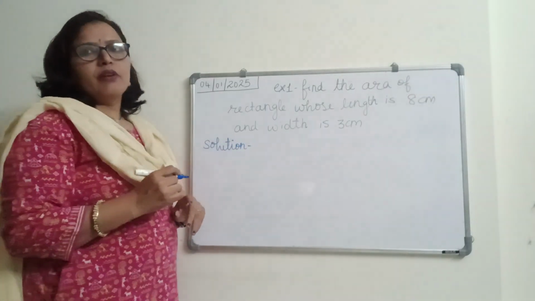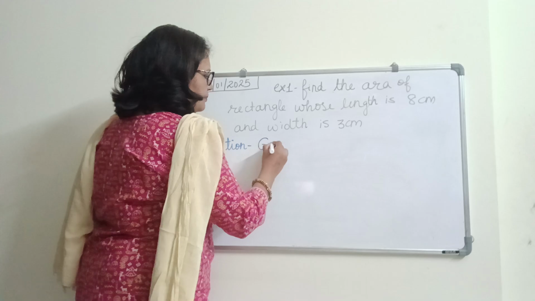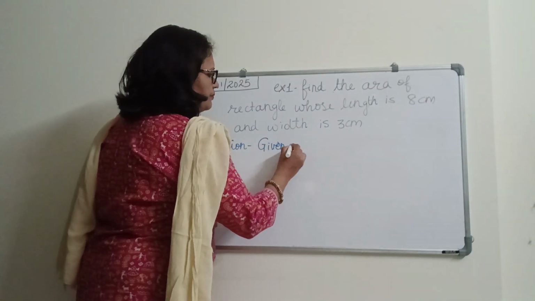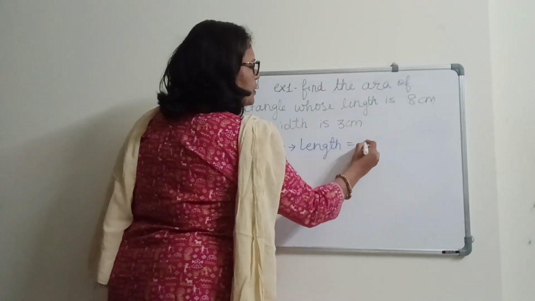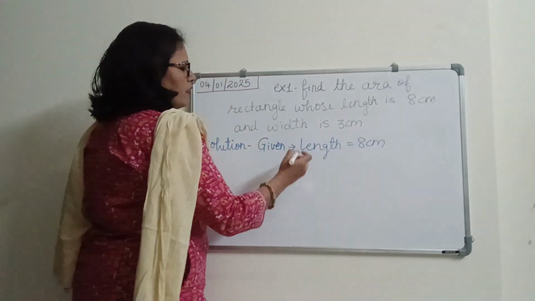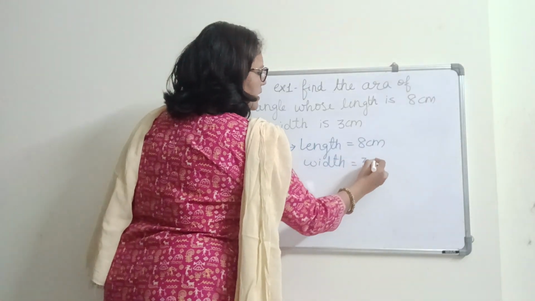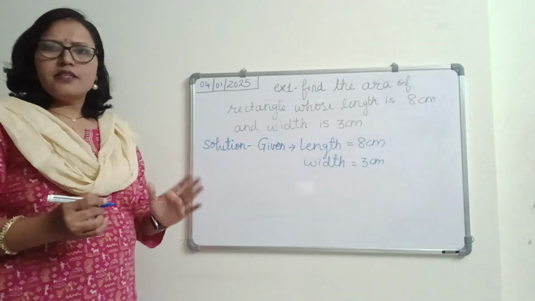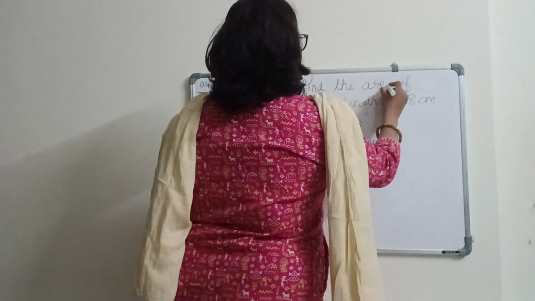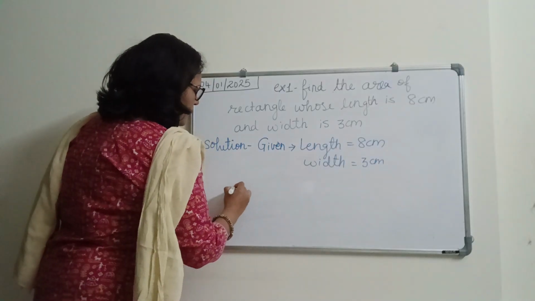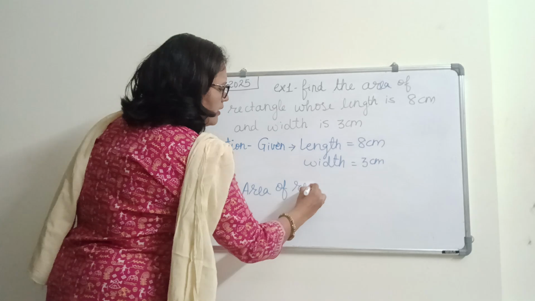Solution. What is given? First you have to find out what is given. Here given is length, length equal to 8 centimeter. Then width, what is the width given here? Width is given 3 centimeter. These are the things given. What do they ask? Find the area of a rectangle.